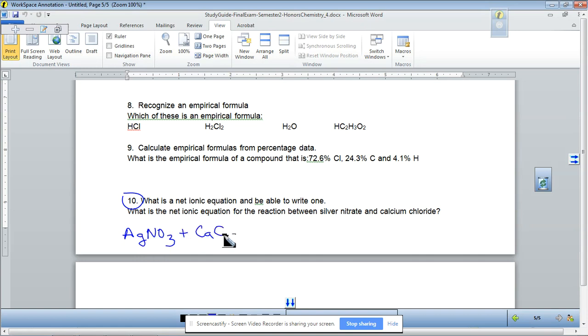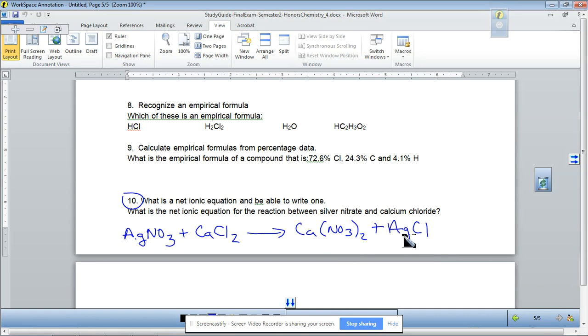Calcium's a +2, chloride's a -1, so we cross charges. Net ionic equations are always double replacement reactions, so the +2 is going to go with the -1 here, and then the +1 is going to go with the -1 here. And now we have to go look these two chemicals up.